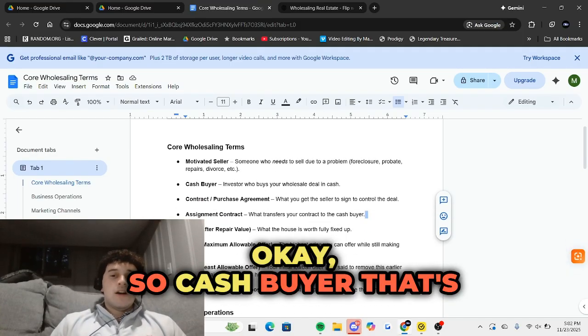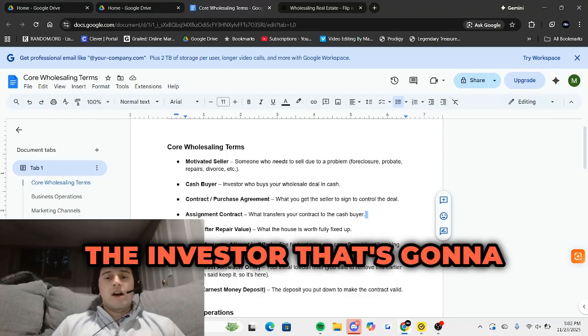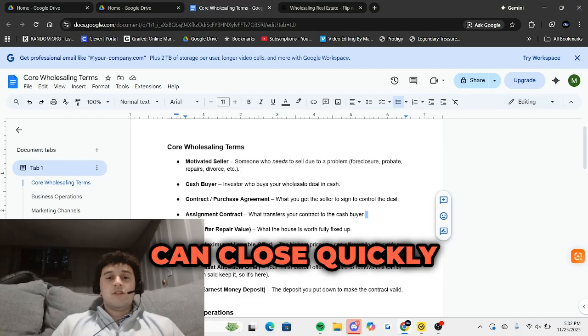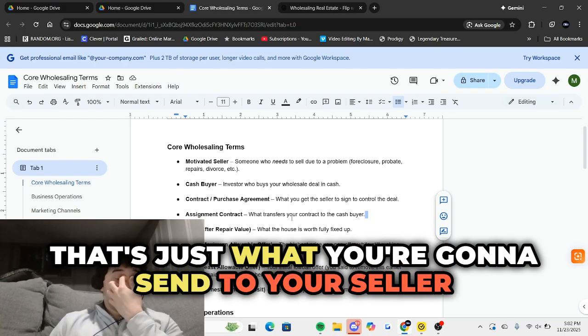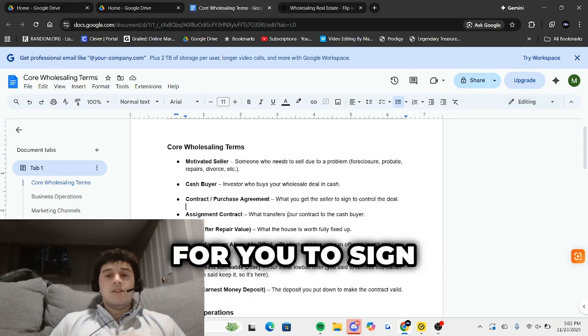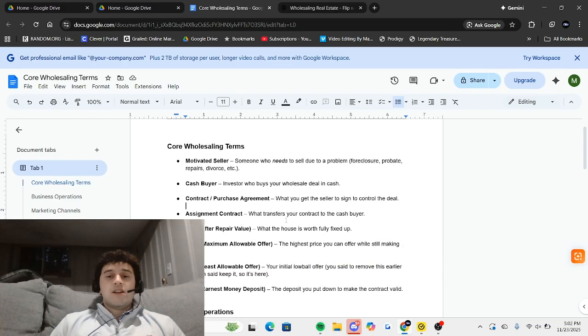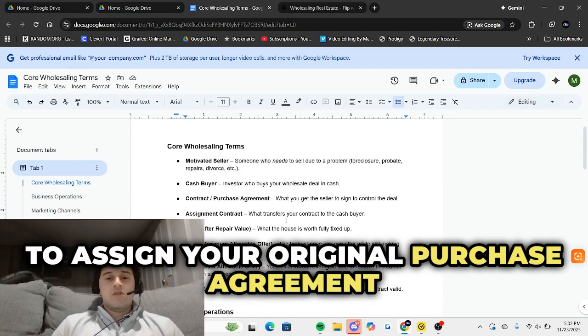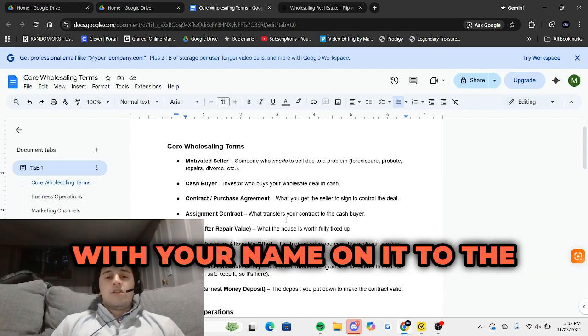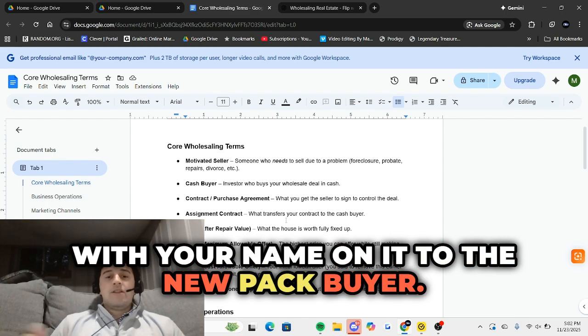Okay, so cash buyer, that's the investor that's going to buy your deal in cash and can close quickly. The purchase agreement, that's just what you're going to send to your seller for them to sign. We use Rabbit Sign. Assignment contract, that's basically going to assign your original purchase agreement with your name on it to the new cash buyer.